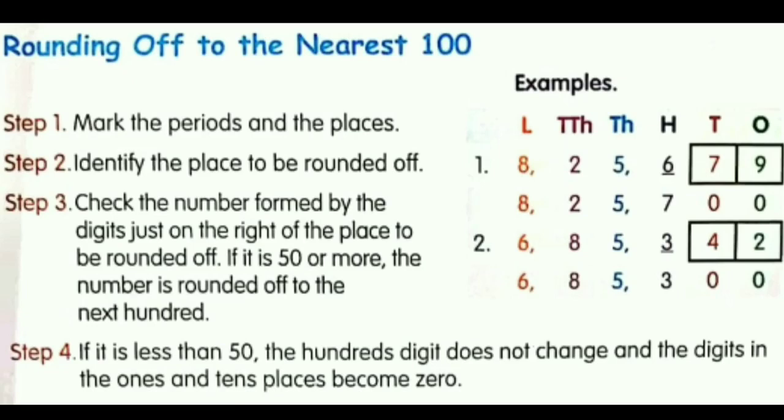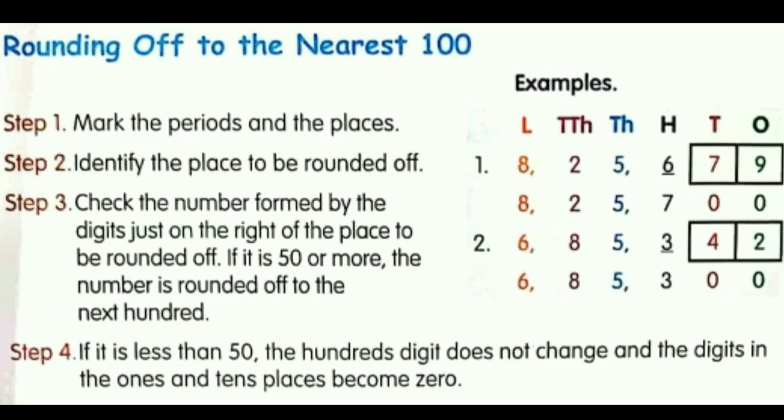Now take a look at the example here. The number is 825679. So if we mark the periods and places, it can be shown that on the ones place there is 9, on the tens place there is 7, on the 100 place there is 6, on the 1000 place there is 5, on the 10,000 place there is 2 and on the lakhs place there is 8.